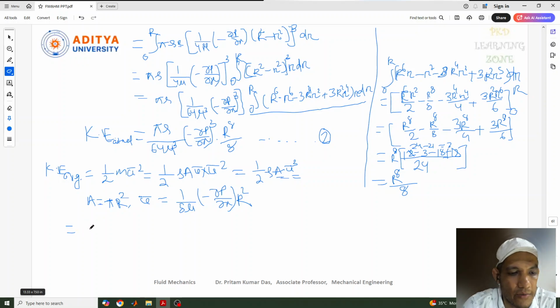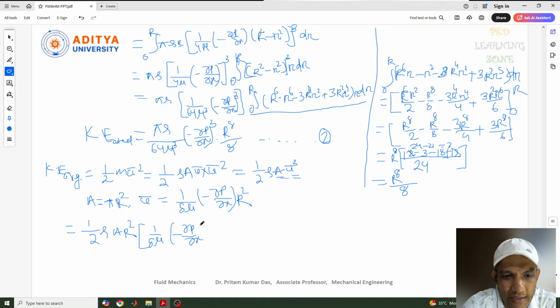So you can write the average value of kinetic energy: half rho A, plus half A r square, and this is u bar, plus bracket start 1 by 8 mu, and this is minus del p by del x, and this is r square, this is 4 q. Now if you see, these are the terms we are going to get here. Now again we need to solve this. By solving this one, we'll get the average velocity.